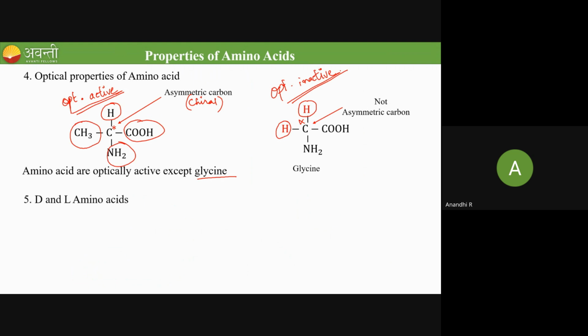Got it? Now coming to the fifth property, the D and L configuration of amino acids. All the amino acids in which the NH2 group is present at the right side of the last but one carbon are called D amino acids, and if the NH2 group is present at the left side in your compound, it is called an L amino acid. Like alpha and beta we have discussed, no? Alpha beta form of glucose, the same thing. Here you have to see the NH2 group which is attached to the last but one carbon. If it is on the right side, it is D amino. If it is on the left side, it is L amino.